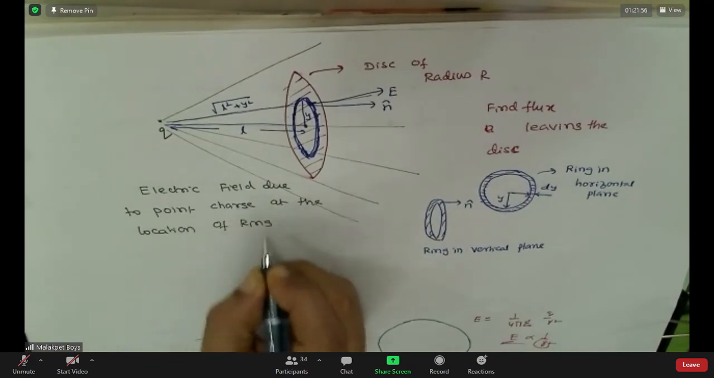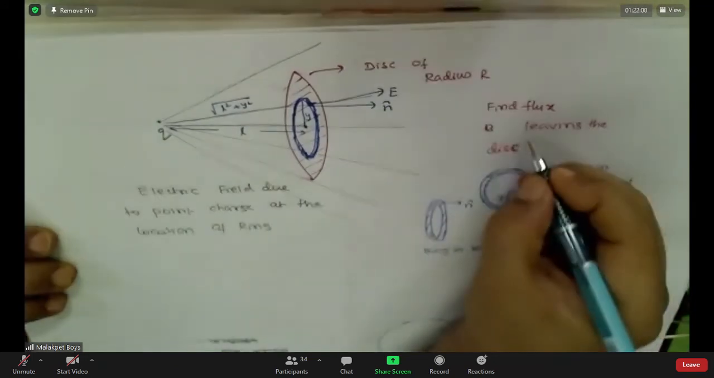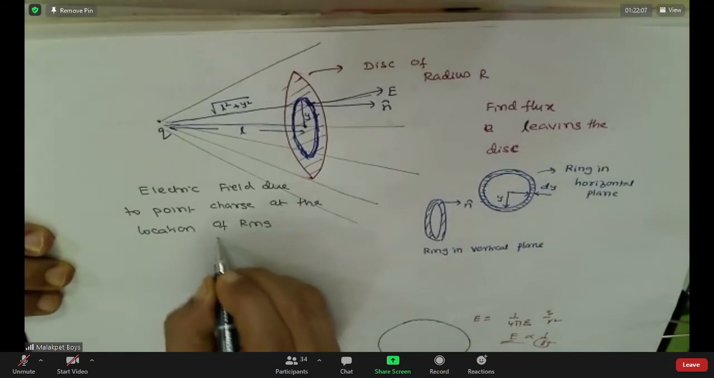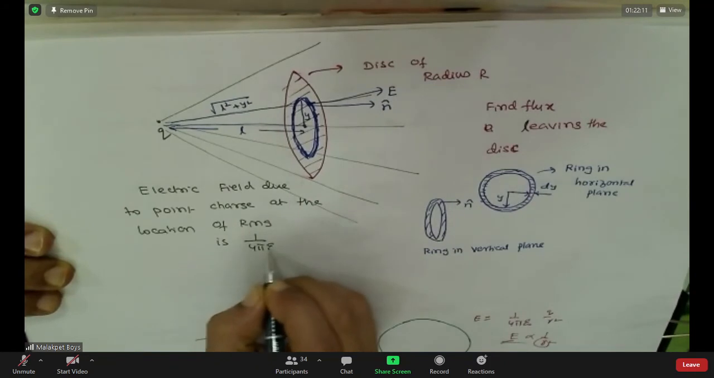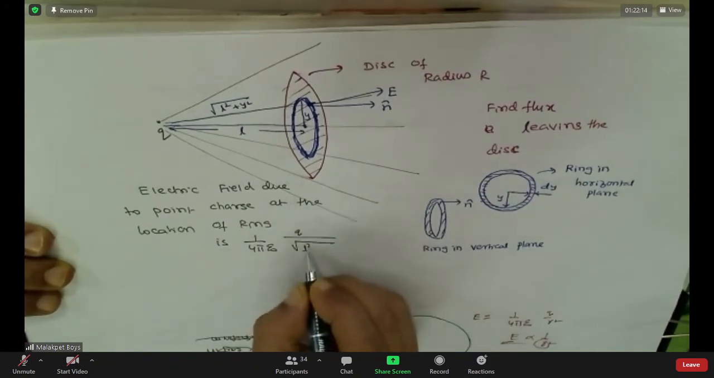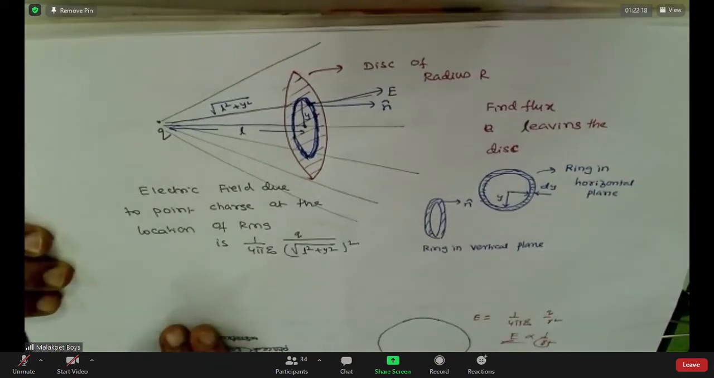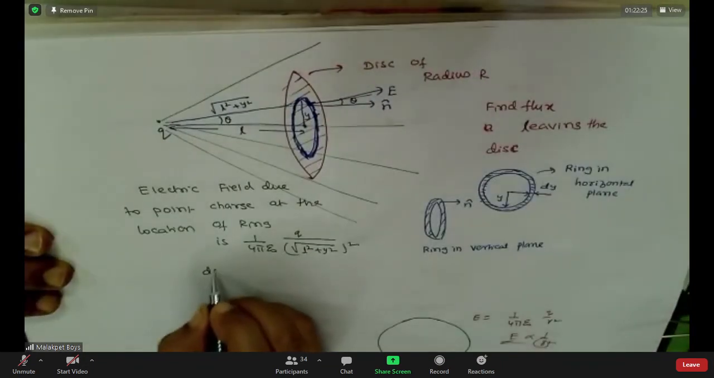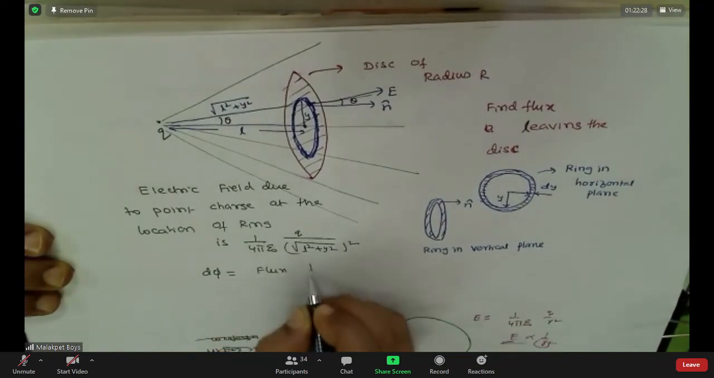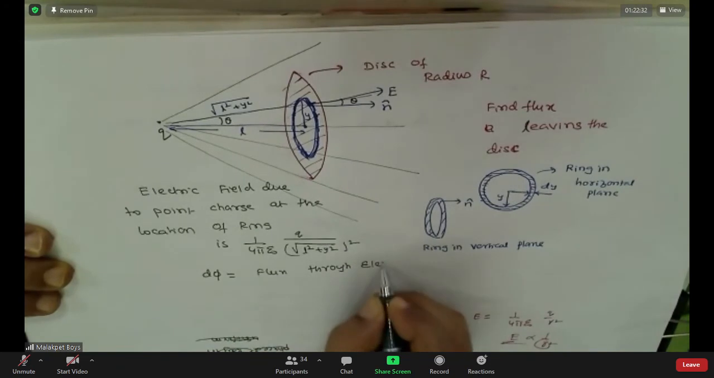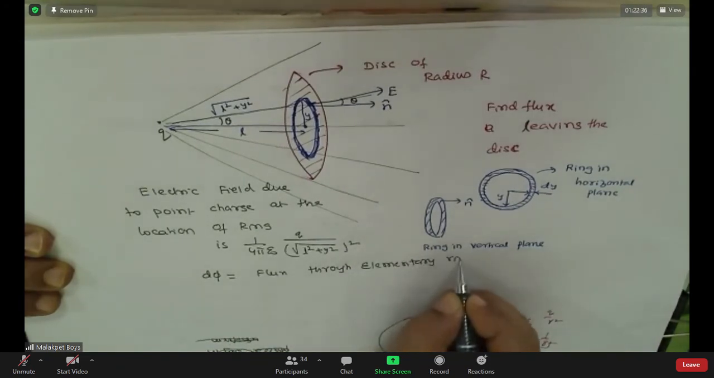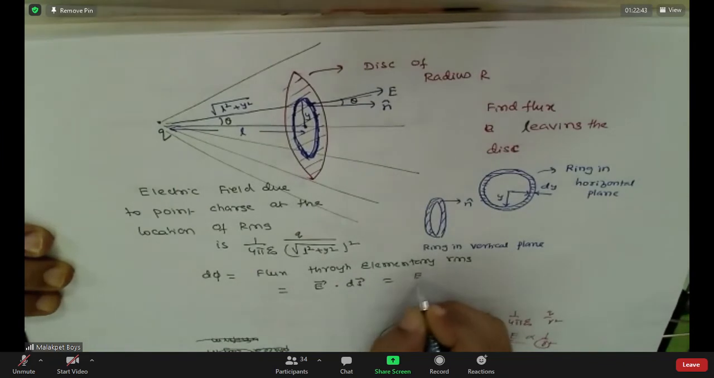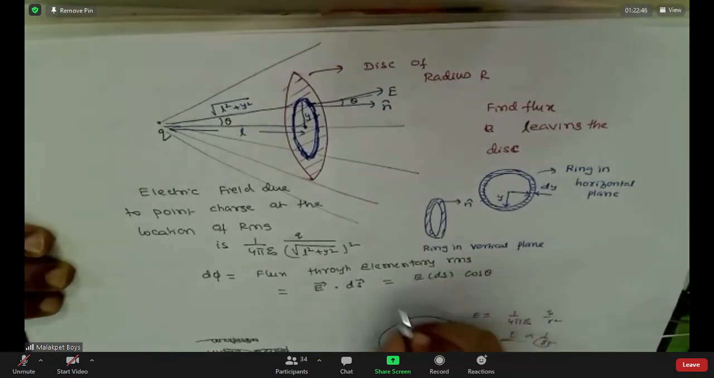Sir, what is written there? Find flux leaving the disk. So leaving only, no? Agreed? Now suppose this is theta, by geometry this is also theta only, no? So what is the flux through this? E dot that area, no? That is E dS cos theta. Do you agree with this?